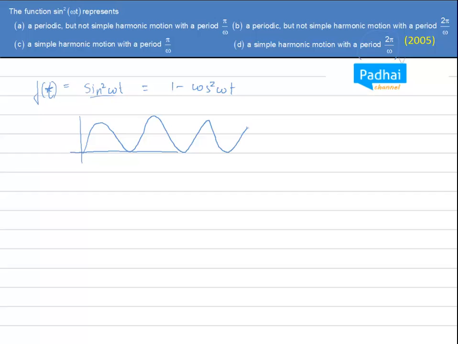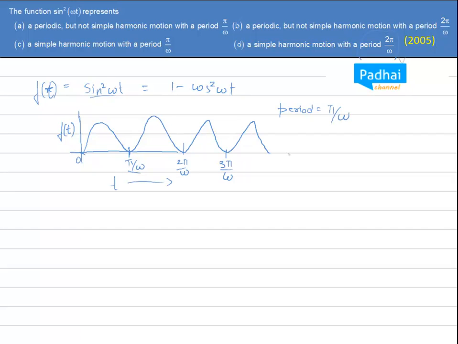Basically the peaks will be at the same value. I'm not able to draw it properly. So this will be 0, this will be pi by omega, 2 pi by omega, 3 pi by omega, right? Because it is time versus f(t). So basically this is periodic with a period of pi by omega, because after an interval of pi by omega it is getting repeated. So the period will obviously be pi by omega. That means we can directly eliminate options B and D, right?